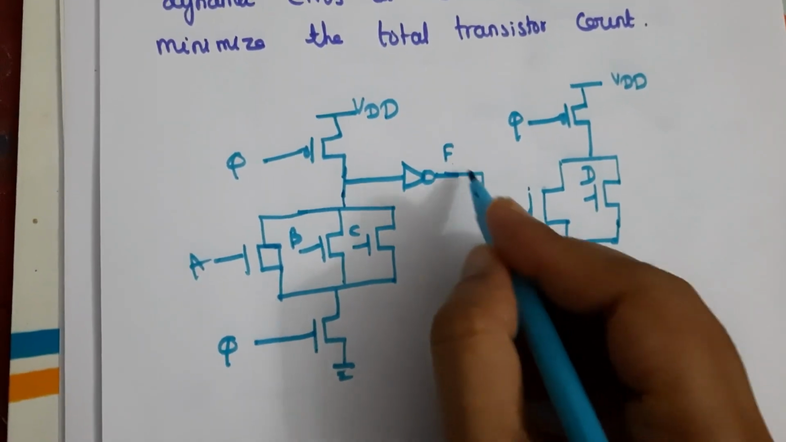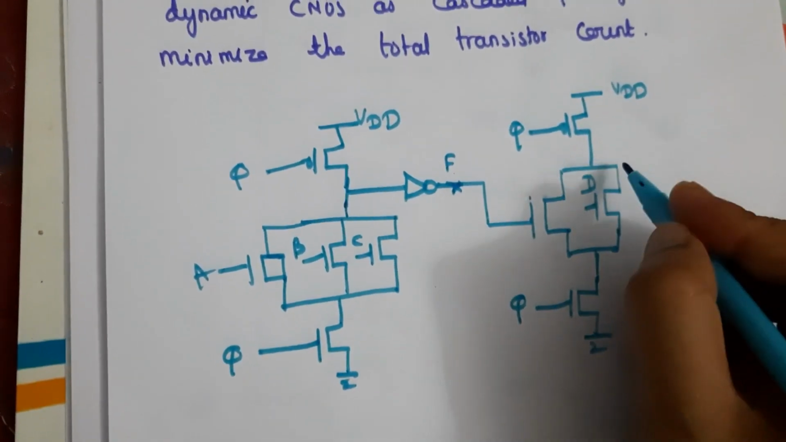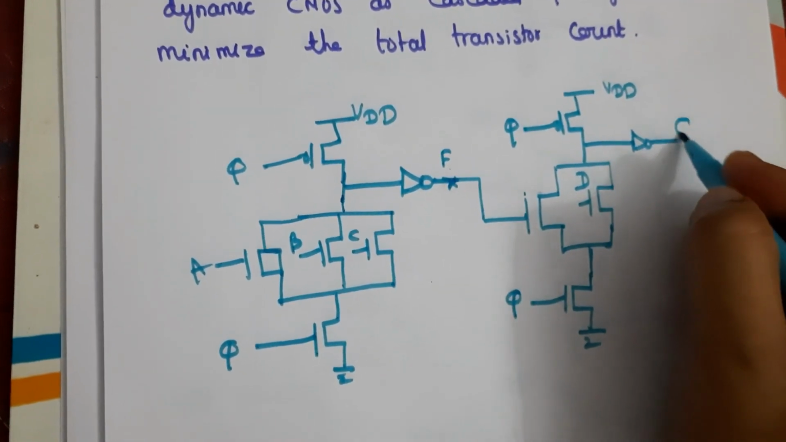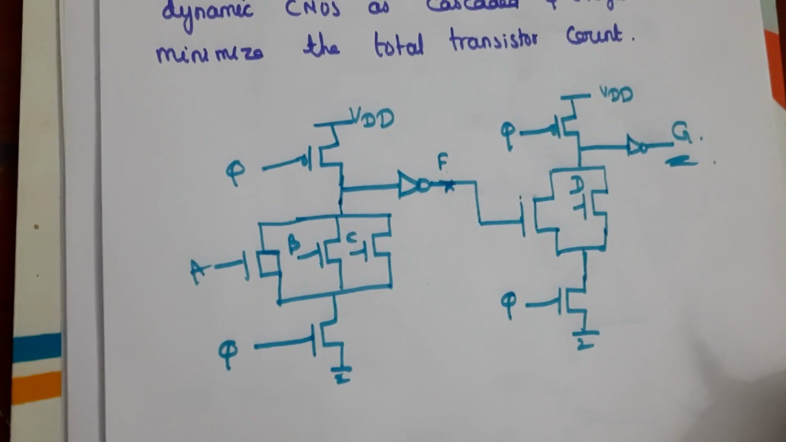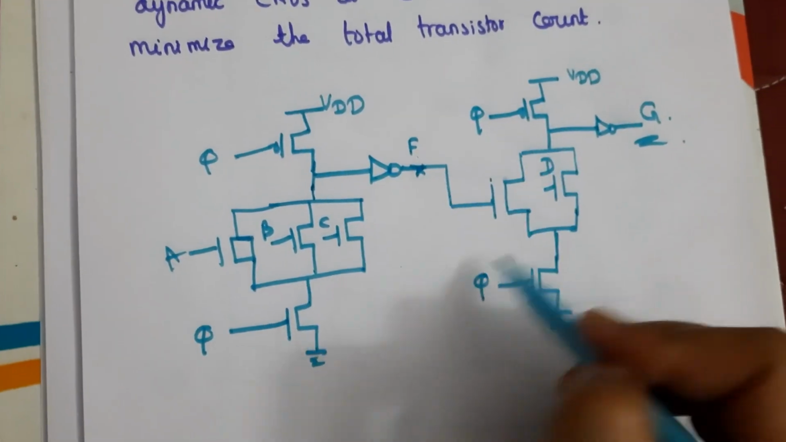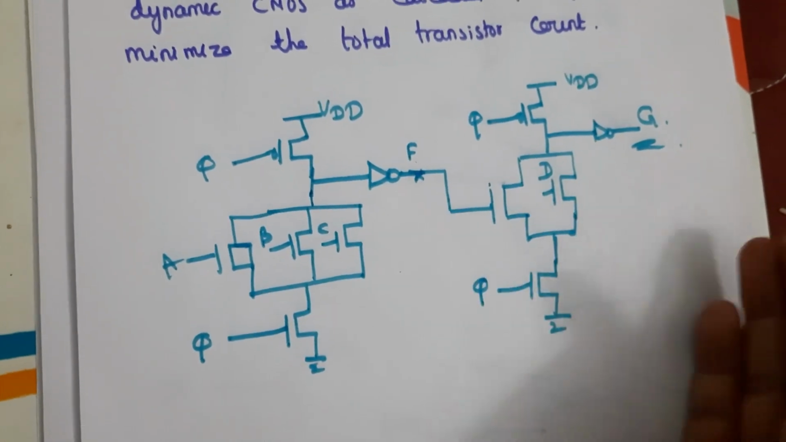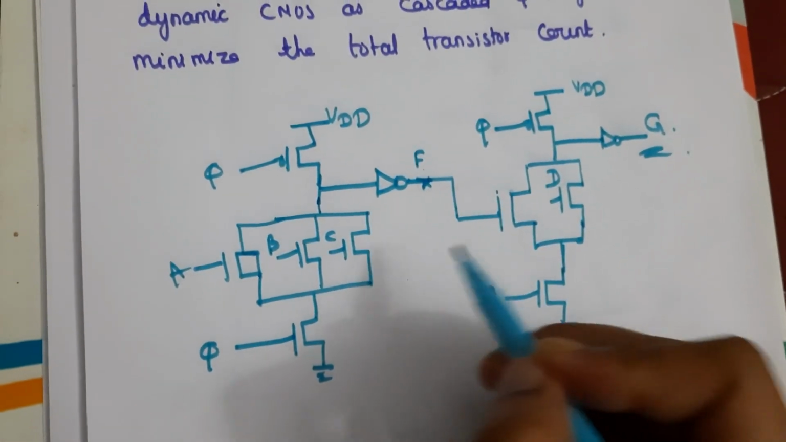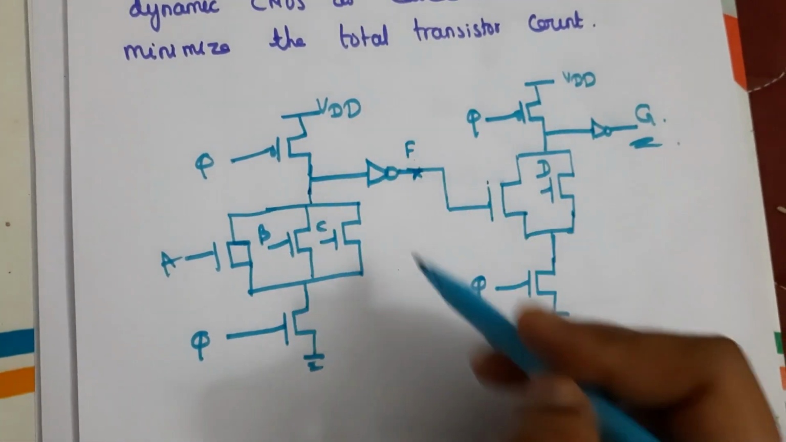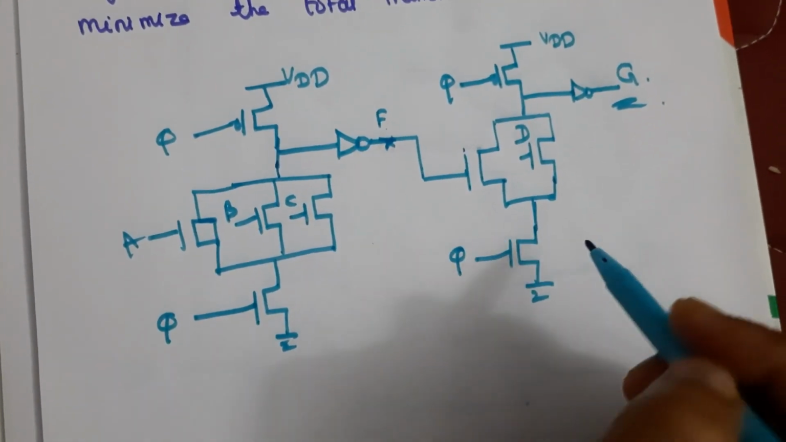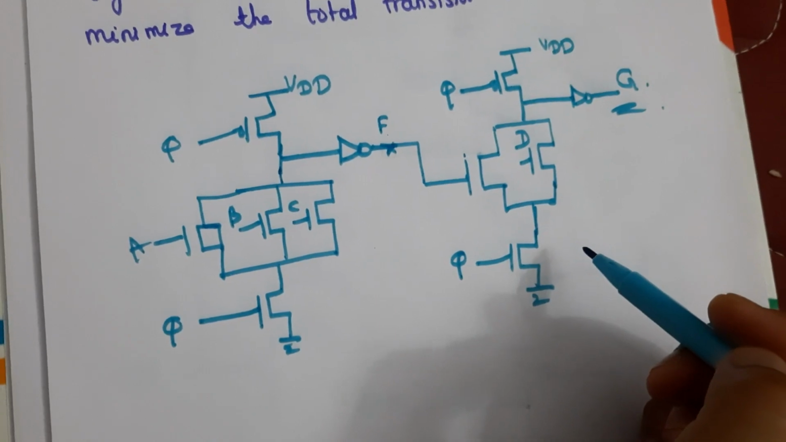So now we will get F here, and we will take G at this point. So now we can minimize the transistor count for realizing G. Instead of building two different circuits, we can realize both F and G using this cascaded type of connection. So this is mainly used to reduce the transistor count.